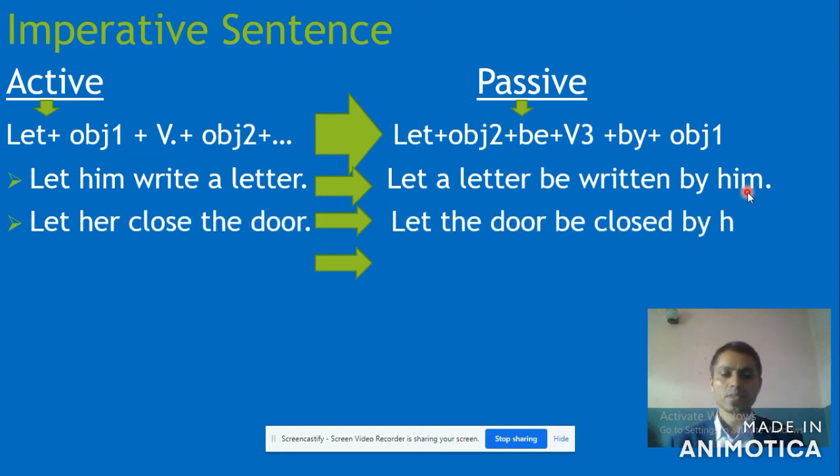Please study, okay, look at here. Let her close the door. Let the door, this is the door, object becomes subject. Let the door, then "be". We write "be" from here, from the structure. Let the door be. Then "close", always see, the base form of the verb becomes here what? Closed, the past participle form of the verb, by her. Here "her" is written, this object 1 written at last. By plus object. Got it? Well, let's move to the next example sentence given here.